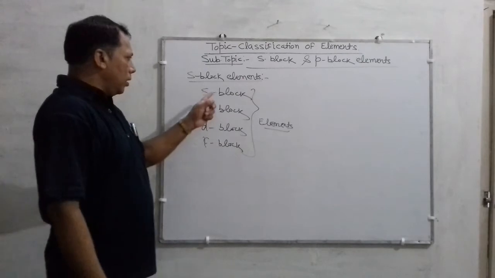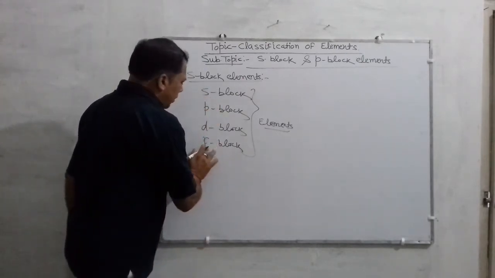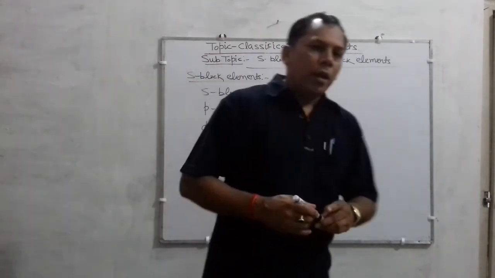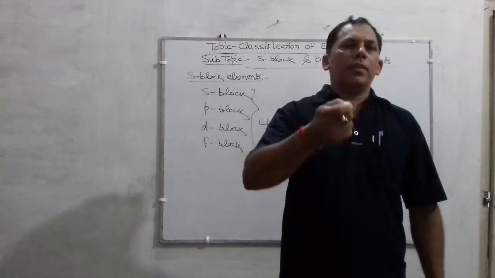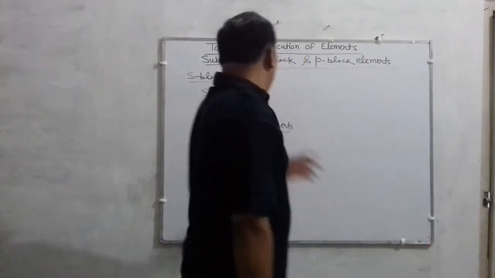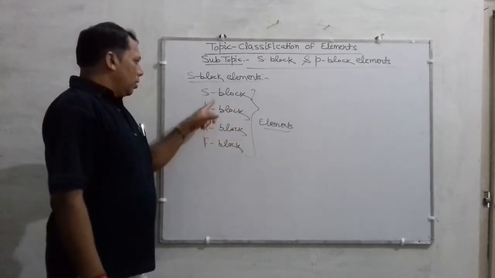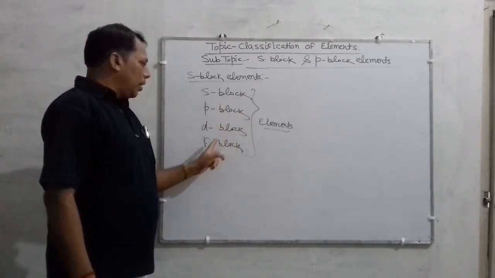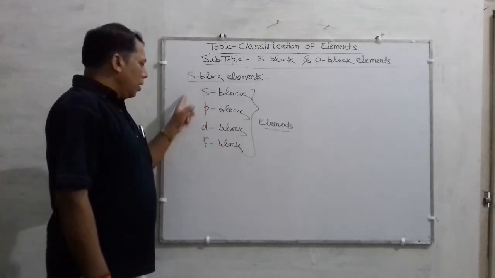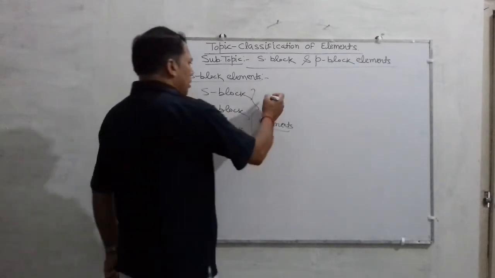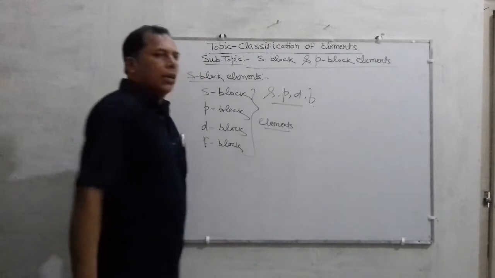As you are knowing, the letters SPDF are taken from the subshells, that is S subshell, P subshell, D subshell and F subshell. So these SPDF in S block, P block, D block and F block are taken from the subshell letters.